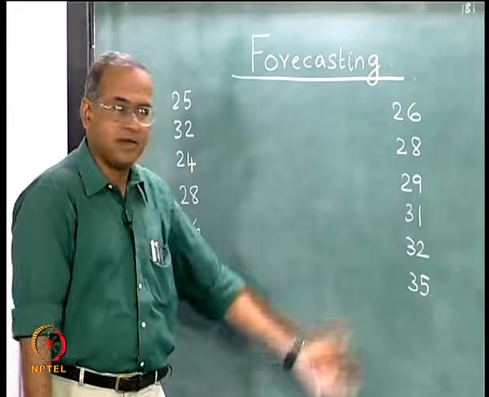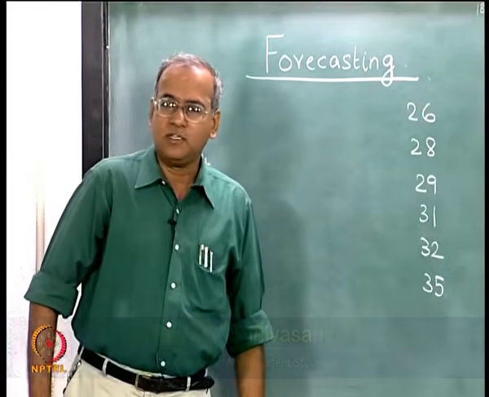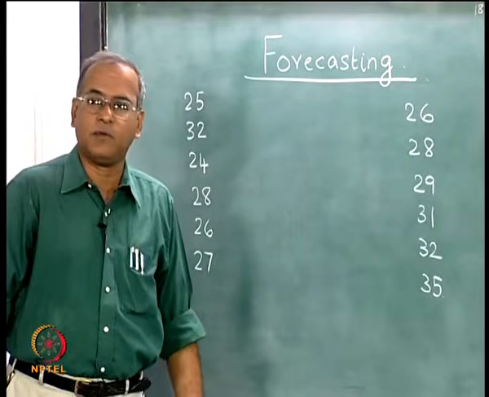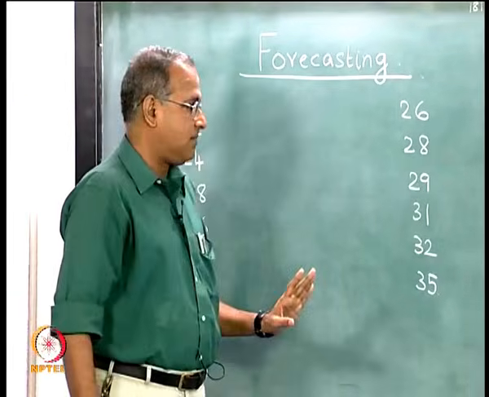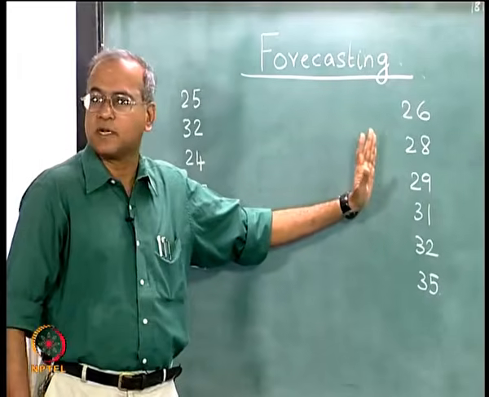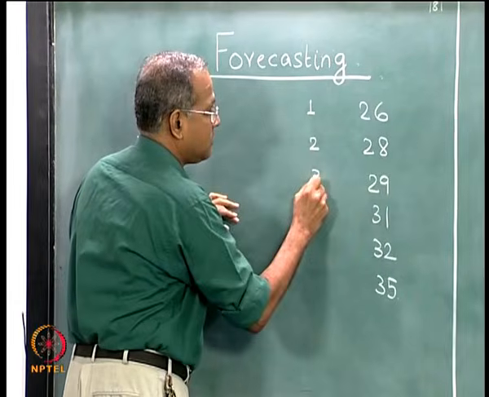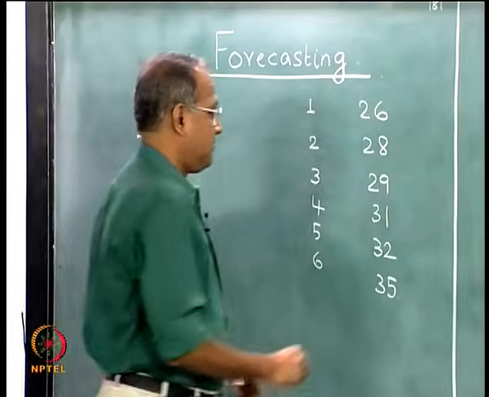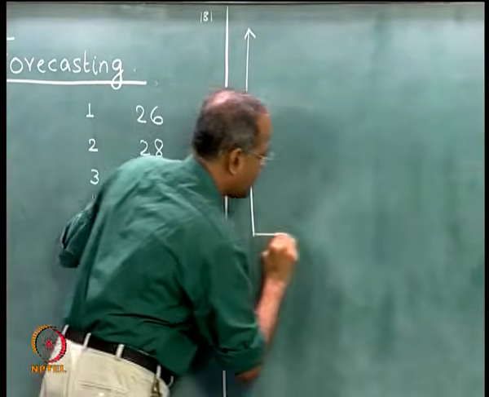So, we have to now build different forecasting models that are capable of capturing the trend which this data is exhibiting. So, let us first look at a very simple model that captures trend, and then we will look at a more advanced model that can capture trend. Now, before we move to any model, let us try and plot these with respect to time. So, let us call this time equal to 1, time equal to 2, time equal to 3, 4, 5 and 6. Let us plot this with time on the x axis and the data on the y axis.